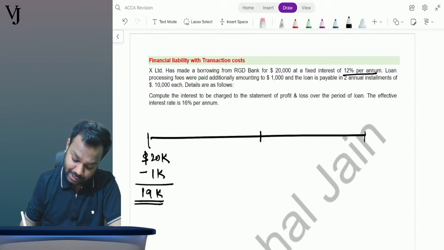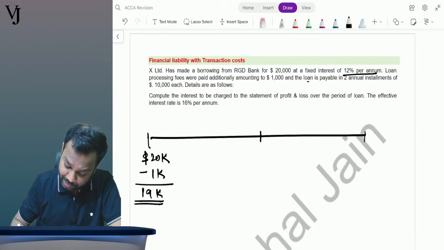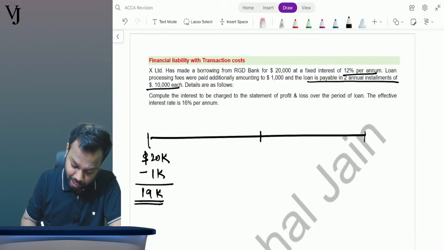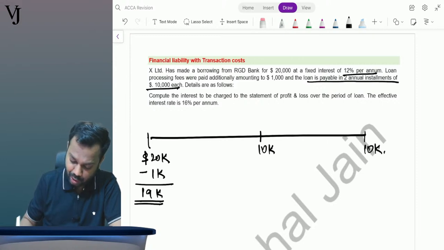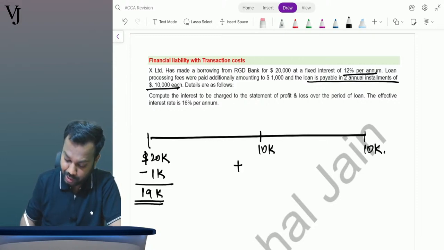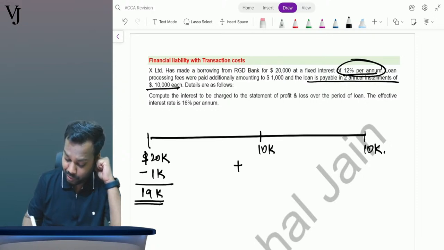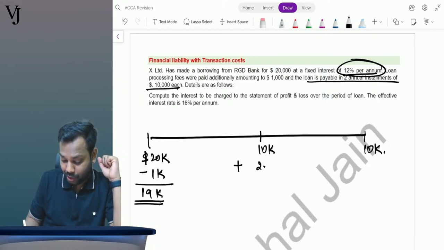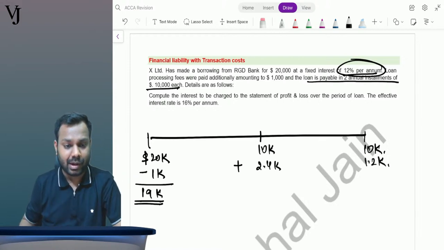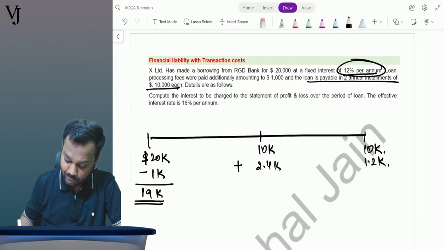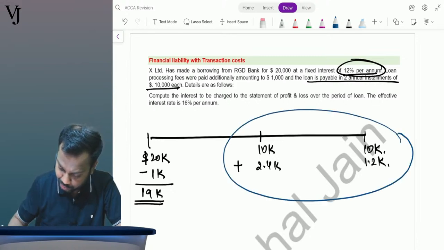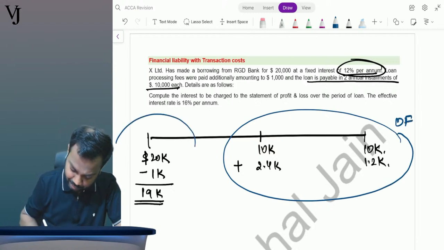Now it says that the loan is payable in two equal annual installments of 10,000 each. So 10,000 is paid here, 10,000 is paid here. Plus interest you have to pay, and the interest rate is 12%. So what is the interest that I'll pay here? 2.4k and 1.2k. Can you please confirm? Is it clear, everyone? So these are my outflows, and this is my inflow.